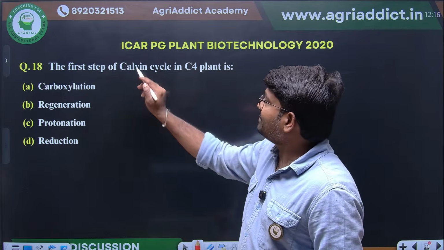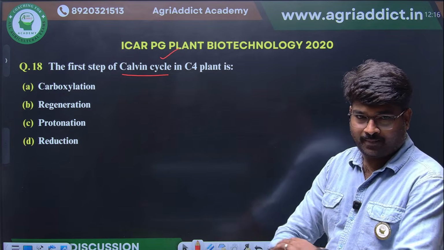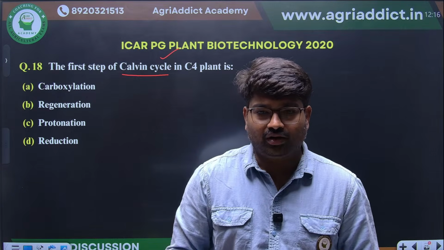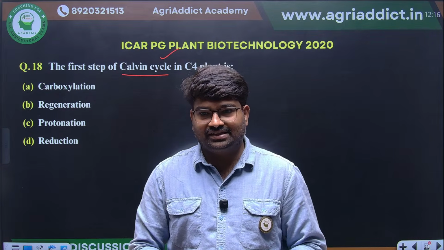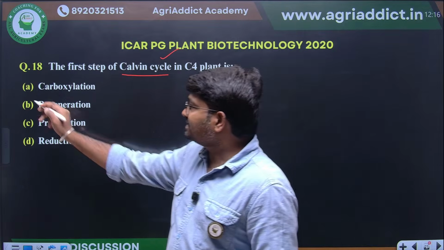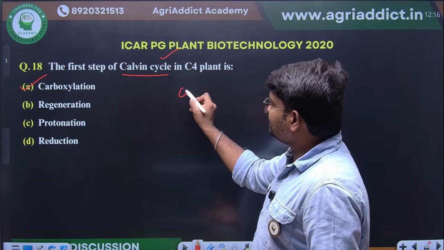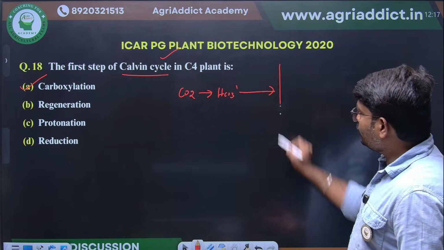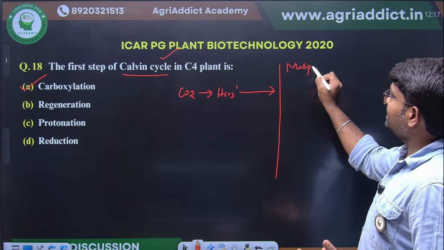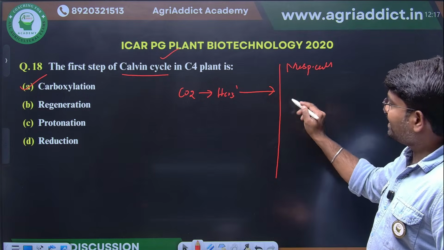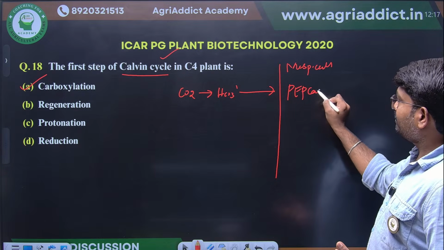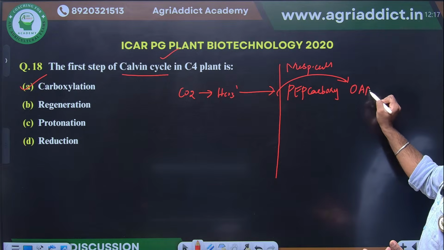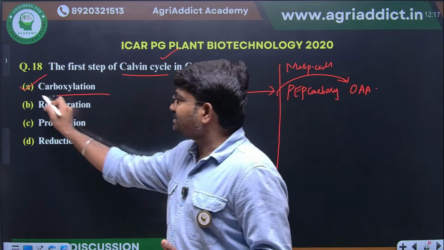The first step of the Calvin cycle in a C4 plant is what? Whether carboxylation will happen, or regeneration, or protonation, or reduction. What will happen? Carboxylation. Yes, very good. The first step is carboxylation. We know carbon dioxide will be there, and that will be converted to bicarbonate first. This will enter into mesophyll cells. First, what enzyme will come? PEP carboxylase will come, and this will convert PEP to oxaloacetate. So the first step is carboxylation.